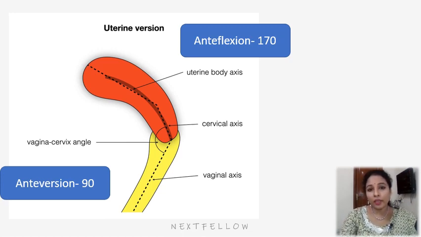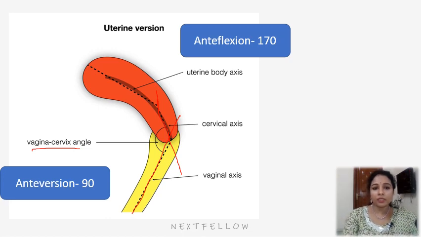Anteversion is where the long axis of the uterus is bent forward. So you have to take the long axis of the cervix. So this is the long axis of the cervix. This dotted line is the long axis of the cervix. And next is the long axis of the vagina. So this angle, which is written here as the vaginocervical angle, is the angle of anteversion. It is around 90 degrees usually.